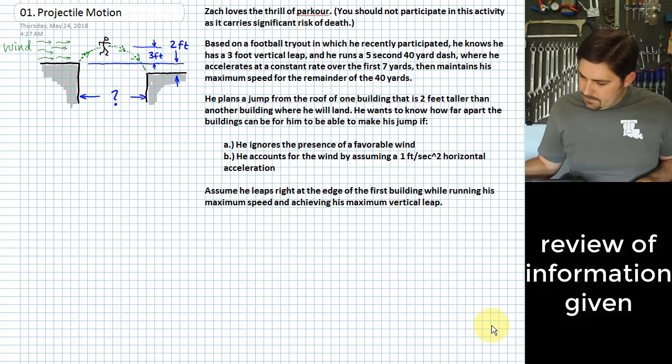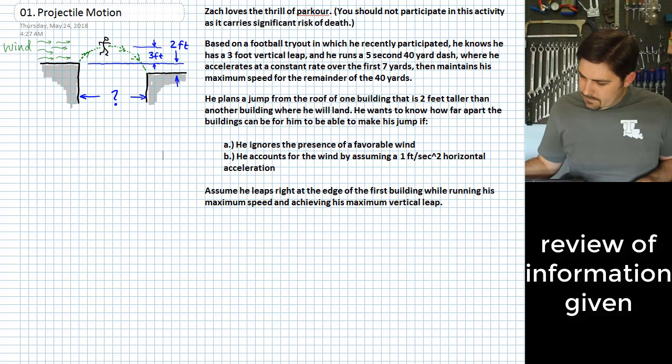He's going to jump across here, and he also notices there's a favorable wind that should help to push him across. He wants to figure this out 2 different ways: one where he accounts for that wind, and another where he does not. If he accounts for the wind, he's going to give himself a 1 foot per second squared advantage of horizontal acceleration due to that wind.